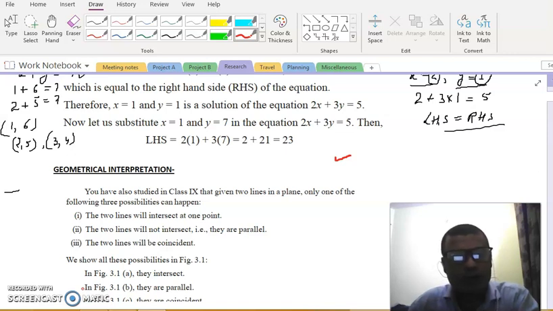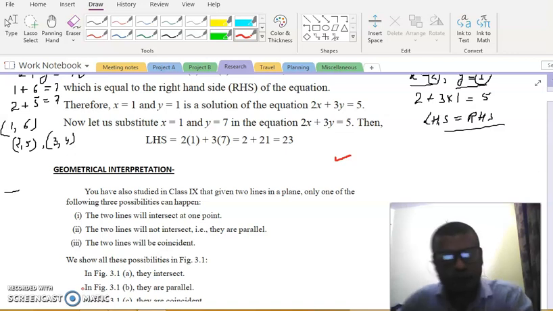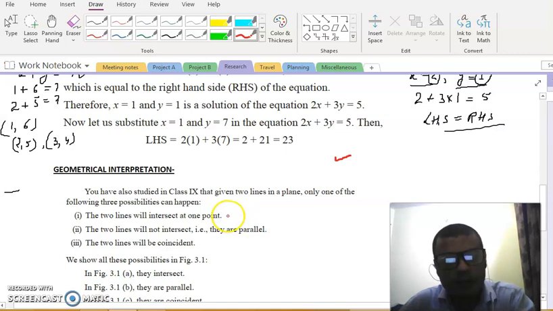So now we are going to discuss the geometrical interpretation of all the three conditions of linear equations in two variables. The very first condition is that the two lines will intersect at one point. You will be given two equations, and when you draw the lines on the graph, the lines will intersect one another at one point.